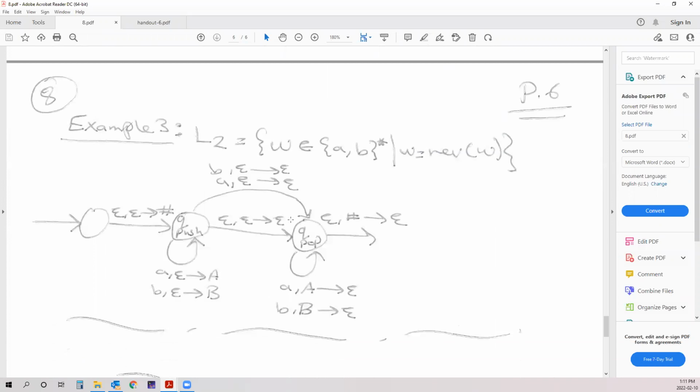Okay, let's have another example. Assume that we have a language L2 that consists of a string w, which belongs to {a, b} star, where w equals the reverse of w. You know this thing, like a, b, a. If you read it from either side, it would give the same string. A, b, a, b, whatever.